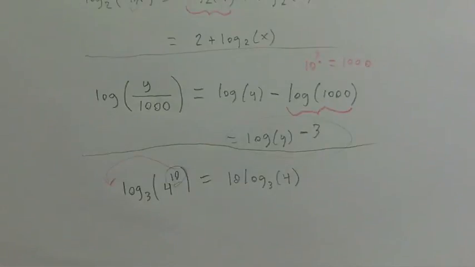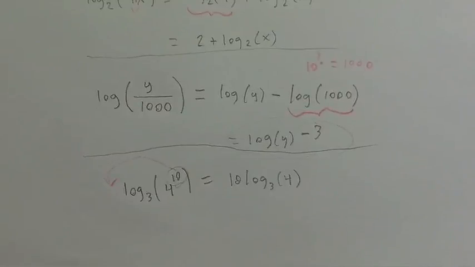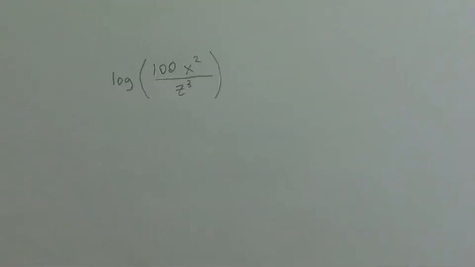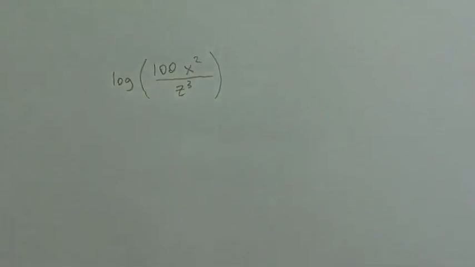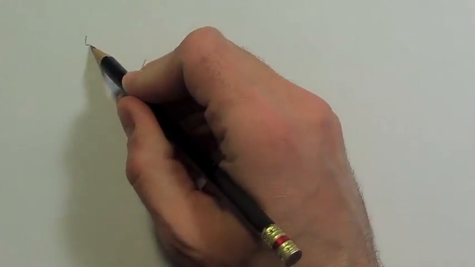Let's look at some examples that mix these, complicate them a little bit, that go a little further. Let's say I have log of 100x squared over z cubed. For this one, it's going to mix a lot of our rules together. How this would be given to you, it would tell you to expand this.